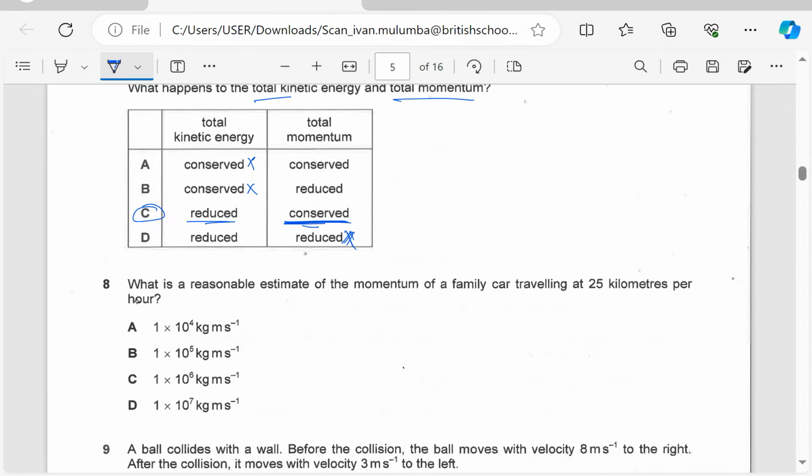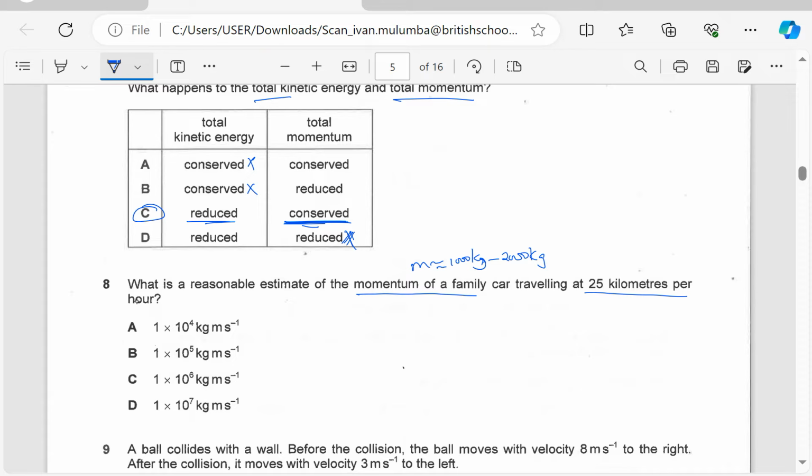What is a reasonable estimate of the momentum of a family car traveling at 25 kilometers per hour? Of course, we know that the mass of a family car should be between 1,000 kilograms and around 2,000 kilograms. If you have a car at home, the mass of a family car is around that value. So we are going to check which momentum gives us a mass around those two values.